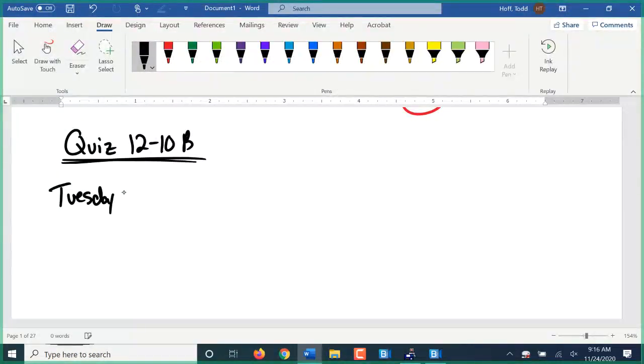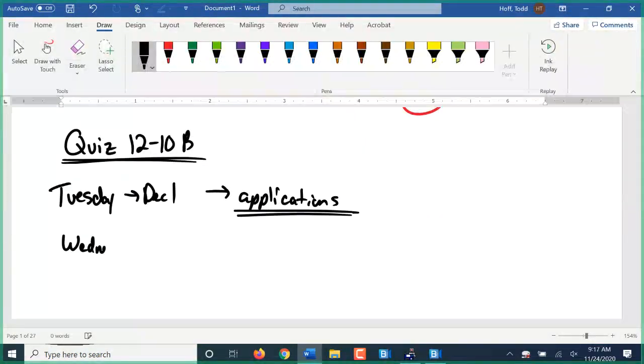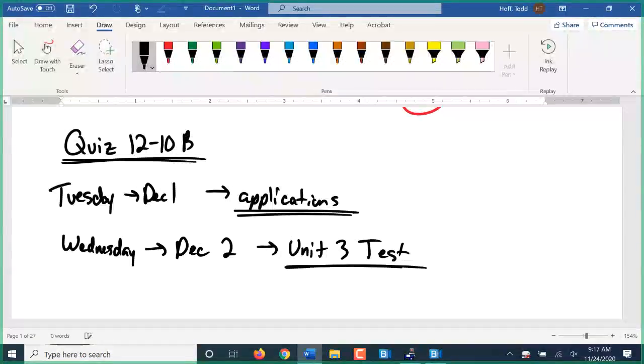When we come back from break on Tuesday, December 1st, we're going to take a look at applications. In other words, where do you use systems of equations and some of the other equations that we've worked with? Wednesday, December 2nd, is going to be the Unit 3 test. So we are wrapping up Unit 3 here as we get back from break.